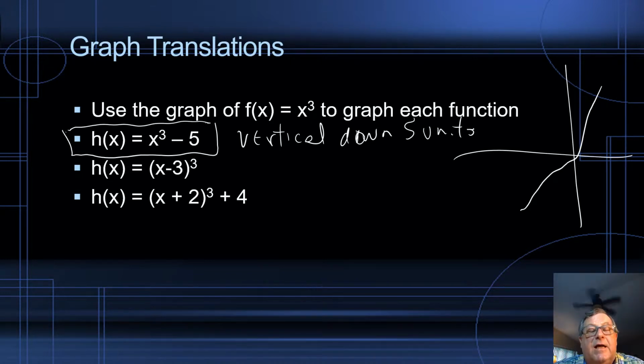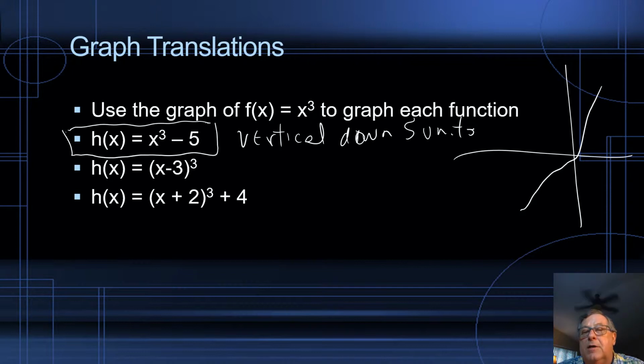Now in our second example, we've got x minus 3 cubed, and since that negative 3 is inside a parentheses or a grouping symbol, it's going to represent a horizontal shift. In fact, in this case it's a negative 3. It's actually going to move this parent function, shifting it 3 units to the right.